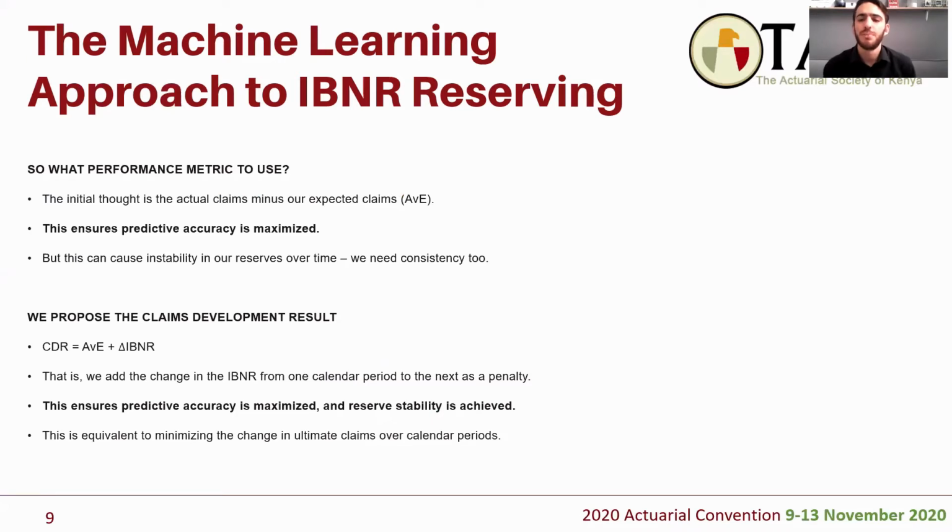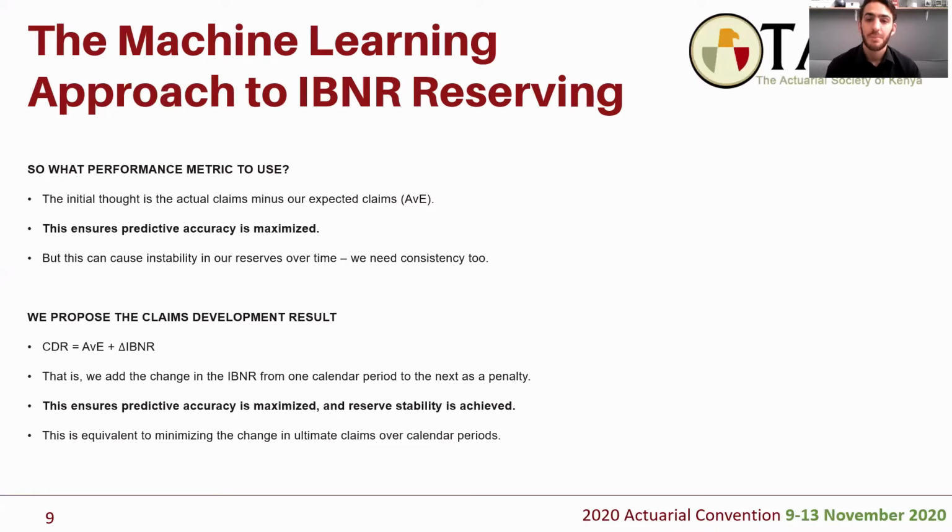So going back to those performance metrics, the question is, what performance metric do we use? And I listed two, the AVE and the claims development result. So the AVE is the natural choice that we start with because we use it typically in our reserving exercises when assessing our performance previously. And if you think about it, it ensures that predictive accuracy is maximized because basically you're minimizing your actual minus your expected. So if you minimize that, you're maximizing predictive accuracy. But the catch there is that this can cause instability in our reserves over time. So we need consistency too.